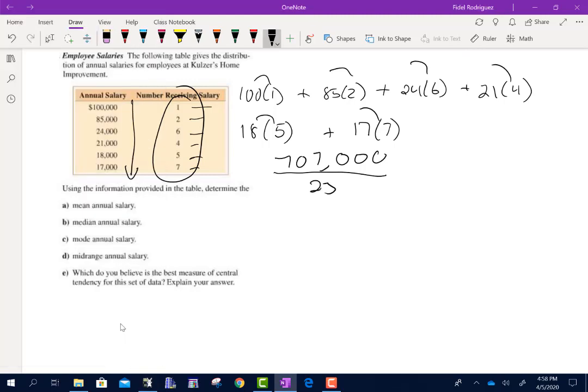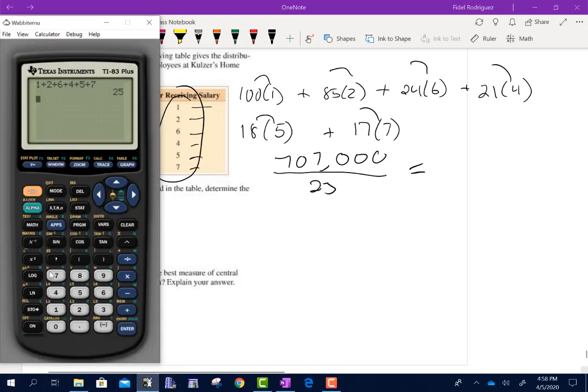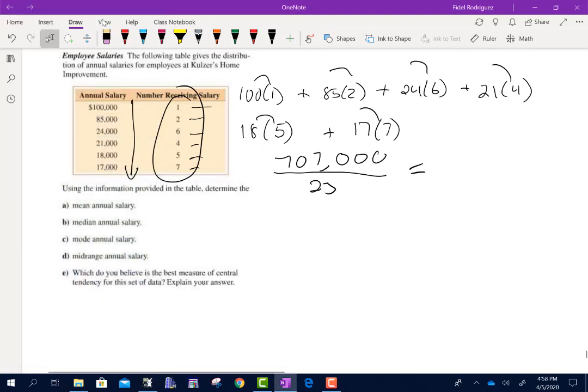Okay. So now we can divide those numbers out. So let me grab this again. 707,000 divided by 25 employees. Okay, so I'm coming up with 28,280. Okay, there's our mean salary, 28,280. Okay.